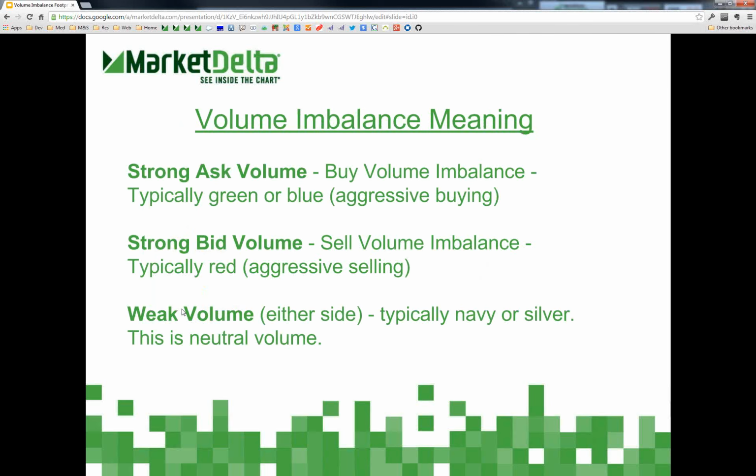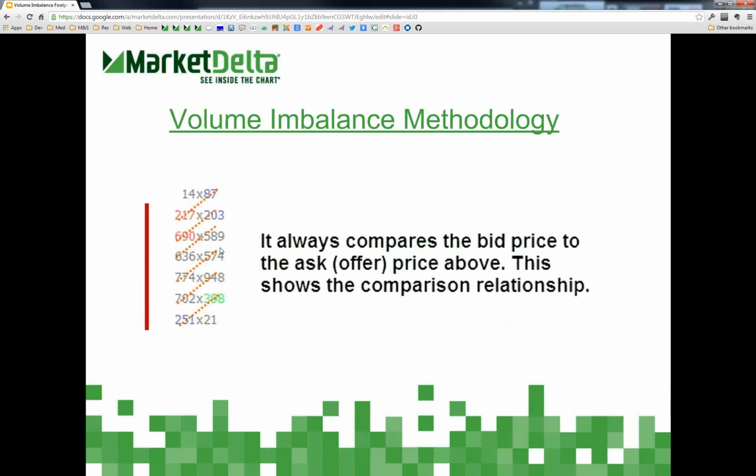Okay, so the strong ask volume is the buy volume imbalance. That's typically green or blue. Strong bid volume is the sell volume imbalance, typically red, and that's the aggressive selling. And then we use the term weak volume. That's typically navy or silver. This is neutral volume, and you can pretty much ignore that. The idea is to know where these imbalances of strong ask volume or strong bid volume come into play. So going back to this screen, we're looking here at this one, and then this one. There's a strong bid volume, which is aggressive selling here, and then this was the buy.